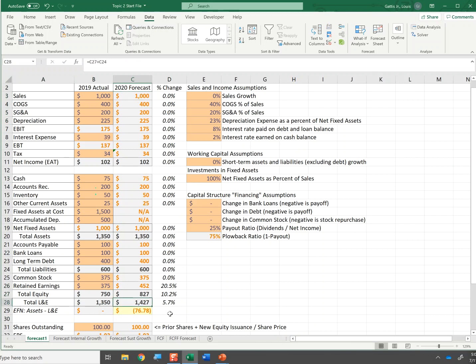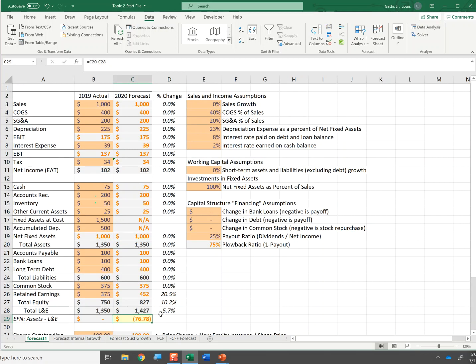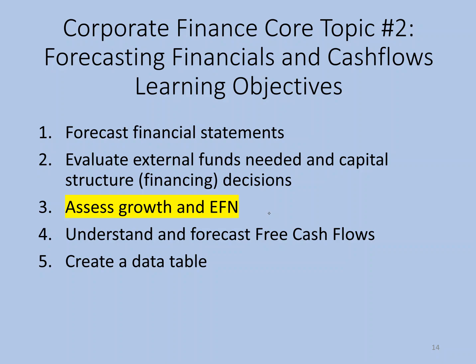And then maybe what I might do with that is thinking about, well, if I have excess financing, maybe I should start thinking about getting a sales growth higher to use some of this extra money and see the effects on my financials. So in this topic, we evaluated external funds needed and capital structure, and doing the second and third passes of our pro forma forecasted financial statements, and thinking carefully about how I'm going to finance it.